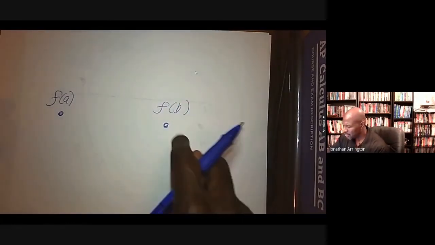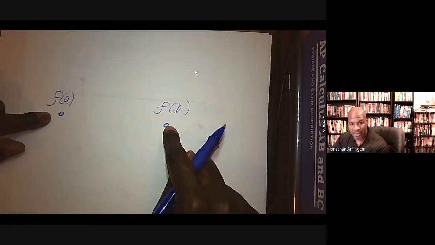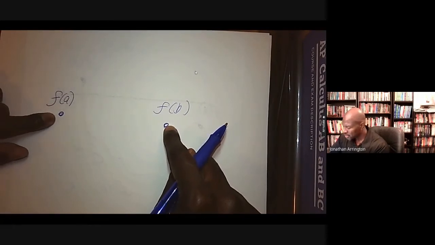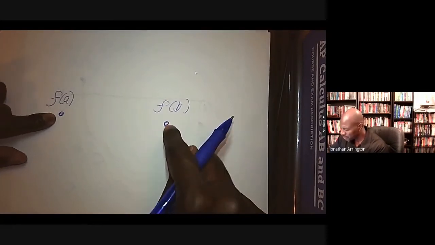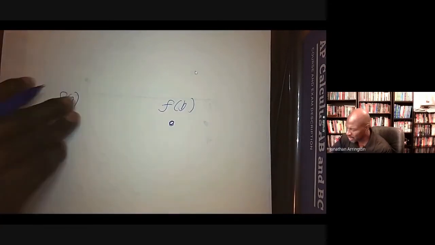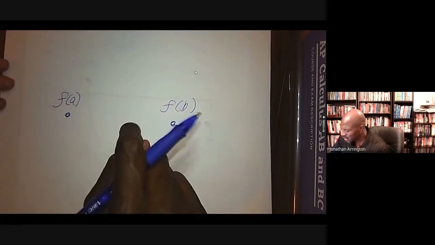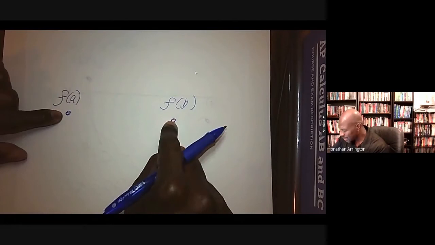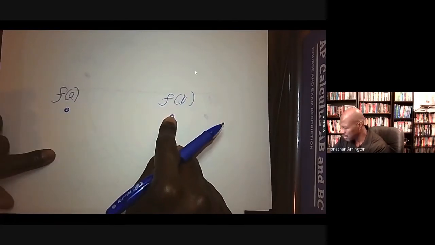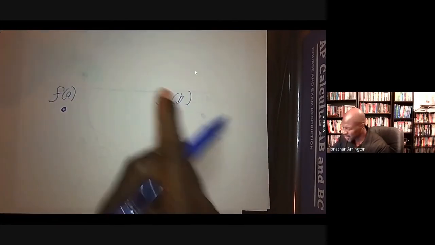So if they're exactly the same, how can I put a value k between them? They're equal. There's no way I can get a value between them. So in order to put a number between them, these guys cannot be equal. So that's why they can't be equal. But it doesn't mean that f of a has to be less than f of b. F of a could be greater than f of b. They just can't be equal.